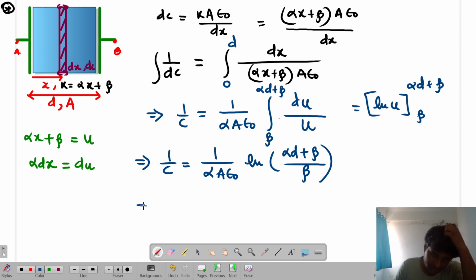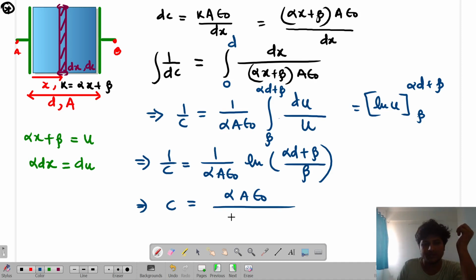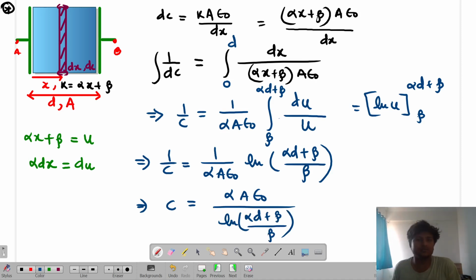So I got my C value. C is nothing but alpha A epsilon naught divided by ln of alpha d plus beta divided by beta. Is that clear? Are you able to get me?